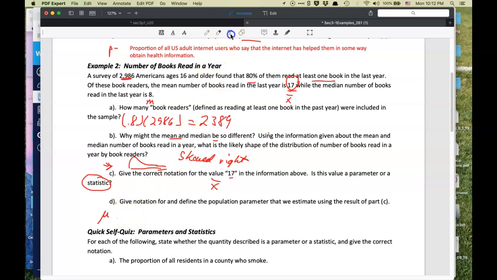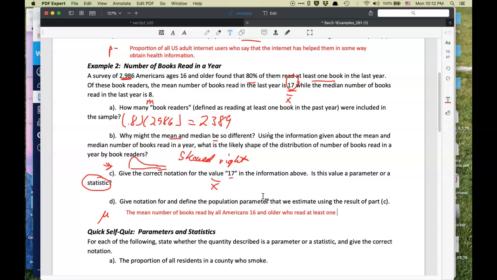I have to be a little bit careful here. This is one that I would suggest you take a look at before I go ahead and write it down. Assuming you've done that, this is going to be the mean number of books. So mu represents the mean number of books read by all Americans 16 and older? No, by all Americans 16 and older who read at least one book in the last year. So that's our population. You might say who reported reading at least one book in the last year. Whether they actually did might be another question, but we'll sweep that under the rug for now.